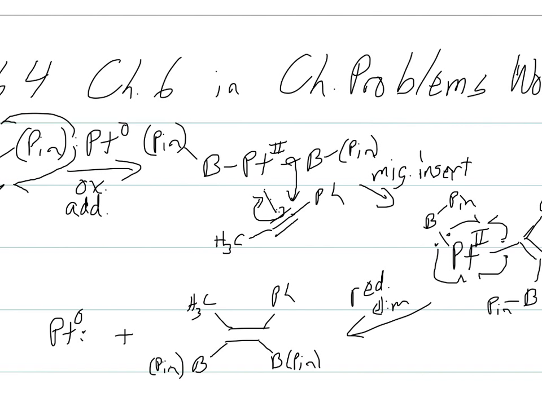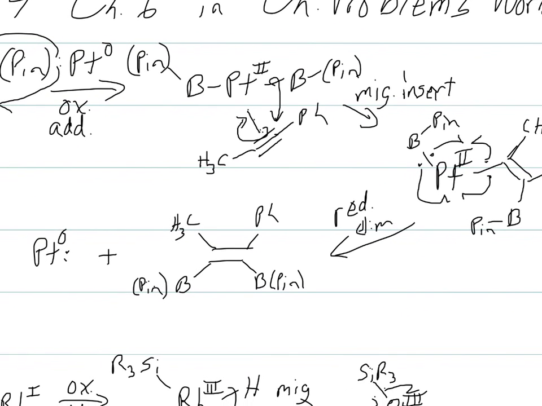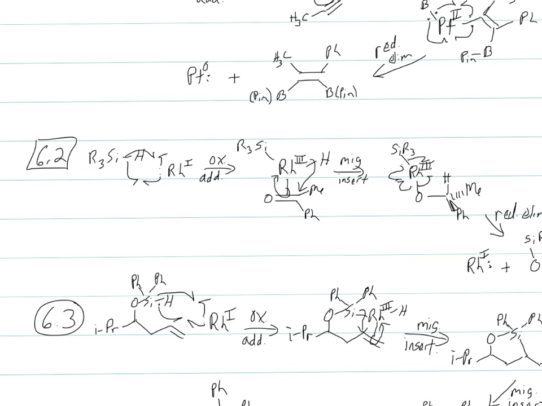Then we do our migratory insertion, do a reductive elimination, and we get to our cis addition, right? We have things cis in metals because of the alkyne cis addition, and we're back to platinum 0, so we can restart the catalytic cycle. All right, going on to 6.2. 6.2, again, now we have rhodium 1.